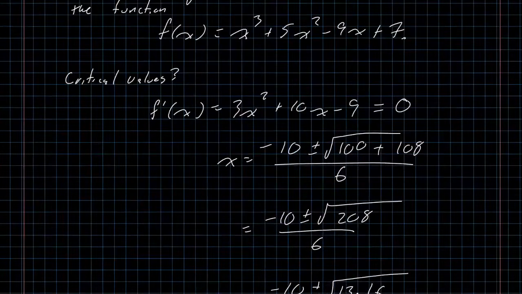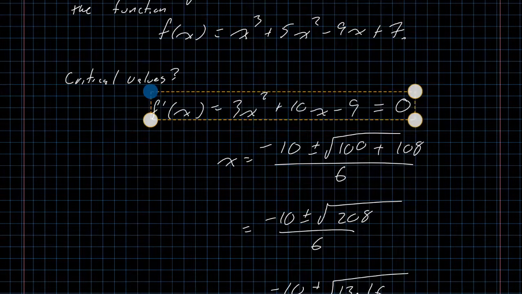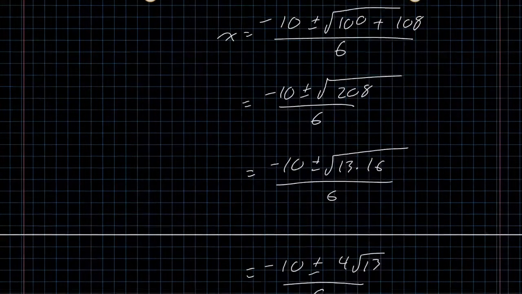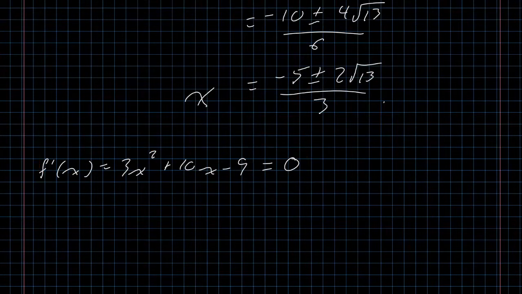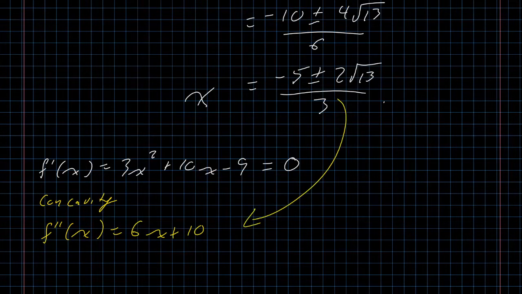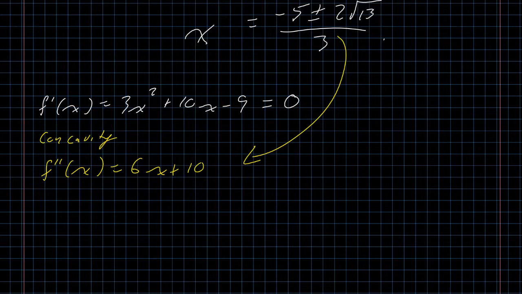Or we can just go back to the derivative that we've already taken. Let me copy that so that I can keep using it. Paste it over here. And we can test concavity by taking the second derivative. F double prime of x is going to be 6x plus 10. Plug these values in, because again, the only thing we care about is what is happening at these points.